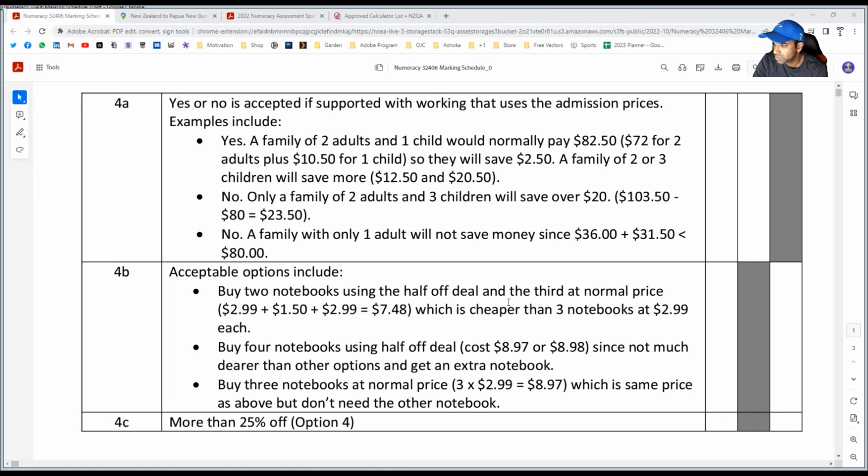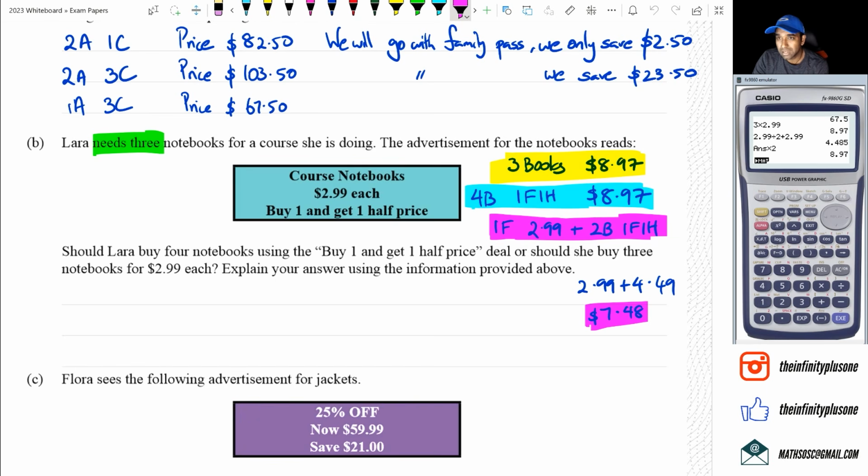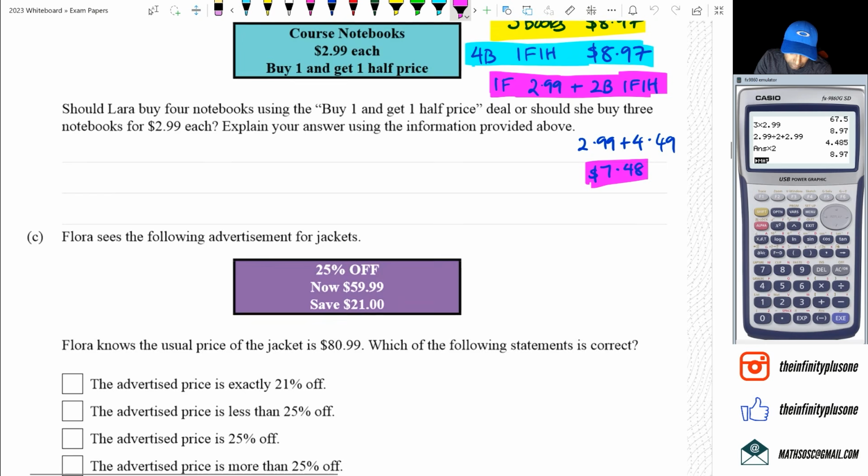Buy 2 notebooks using the half off deal and a 3rd at normal price. That's the $7.48. Buy 4 books at half deal, which means you're looking at $8.97 or $8.98. And then buy 3 books at normal price, which is the same price. So any one of these options is a viable answer for you guys, as long as you're able to actually write about it.